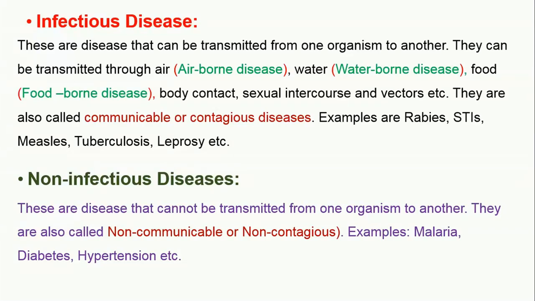Now the second type of disease is called non-infectious diseases. These are diseases that cannot be transmitted or spread from one organism to another. They are also called non-communicable or non-contagious diseases. Examples are malaria, diabetes, hypertension, and so on. Someone with such a disease cannot spread it to another.